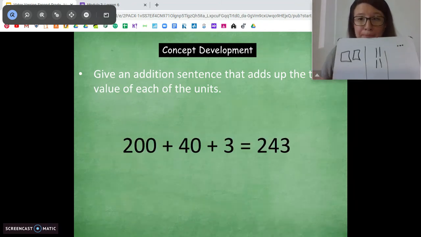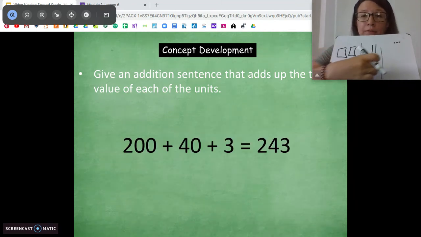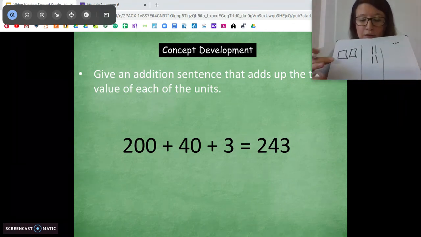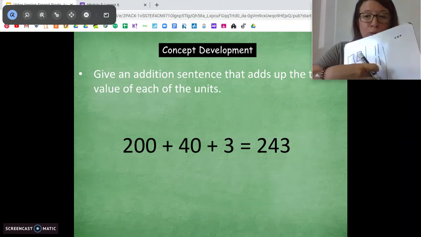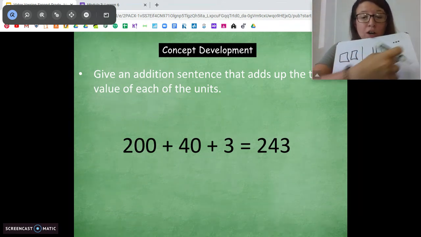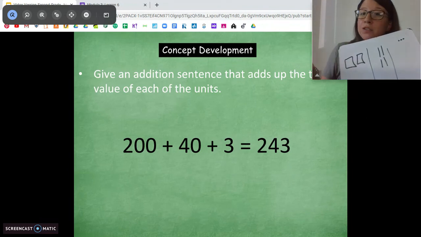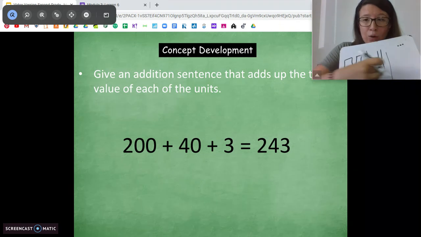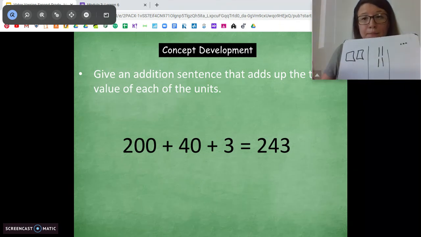This is called expanded form. We take each value of each of the units, hundreds, tens, and ones, and we add them together. So 243. 200 plus 40 plus 3 gets us our number of 243. So it's a little bit of a combination of unit and word form as we're breaking down the units, but we're adding it, making it into an addition sentence.